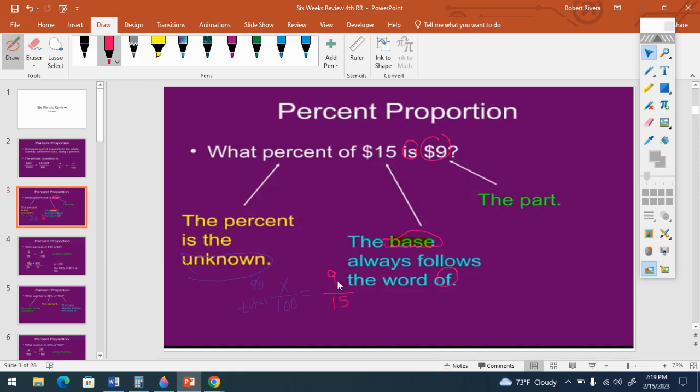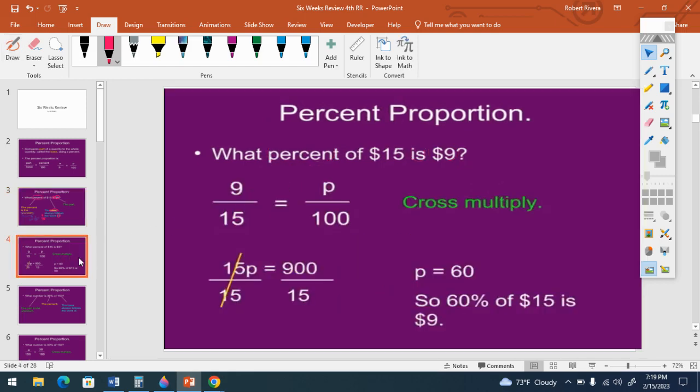Sometimes the unknown is going to be that they want the percent. The question says, what is the percent? Then you do your cross multiply, 15 times P, whatever, we usually use X, and then divide by 15, and that's how you find that P, which is 60 out of 100. That would be 60% of 15 is $9.